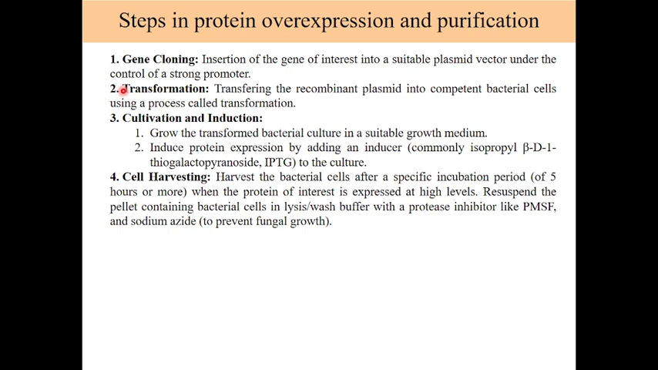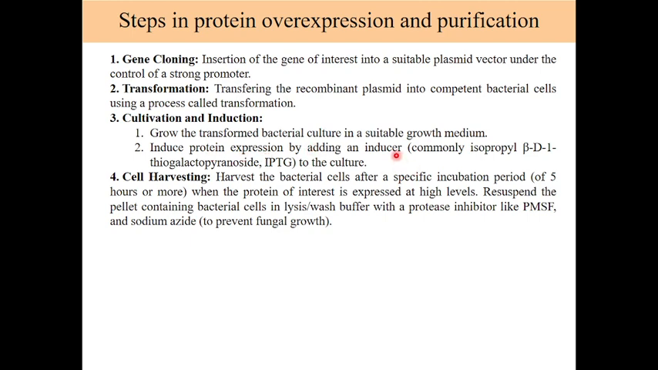So look at this, the first step we already looked at in the diagrams, and now we will just go through the theory. So I have included the theory portion for you to remember everything. Okay, so see, gene cloning: insertion of the gene of interest into a suitable plasmid vector under the control of a strong promoter. Then what happens is transformation. So transformation, transferring the recombinant plasmid into a competent bacterial cell using a process called transformation. Then there is cultivation and induction. So grow the transformed bacterial culture in suitable growth media and induce the protein expression by adding an inducer.